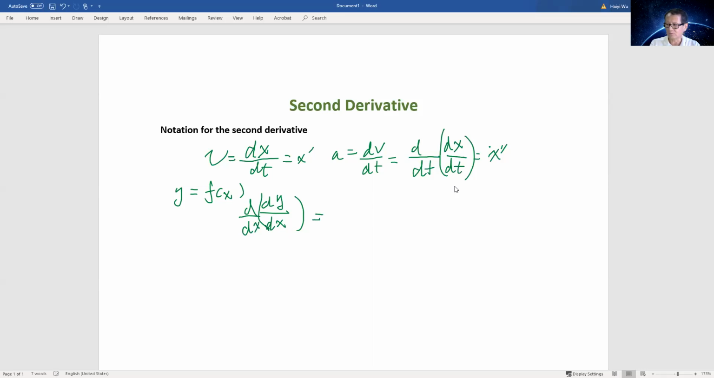This can also be written as d squared y divided by dx squared. This is the notation for the second derivative. Or we can say y double dash, derivative twice, or f double dash. So these are all the notations for the second derivative.